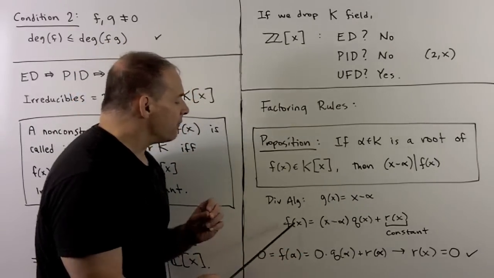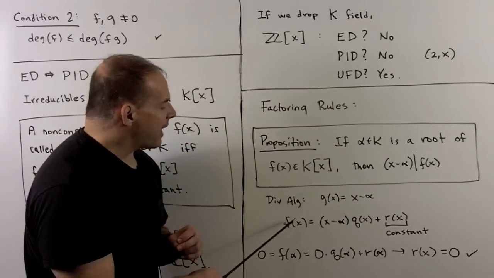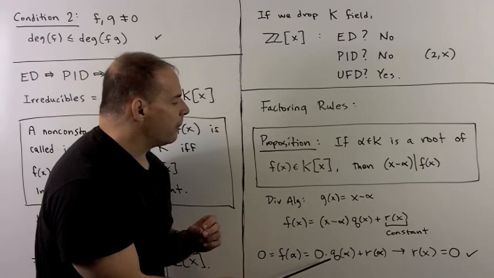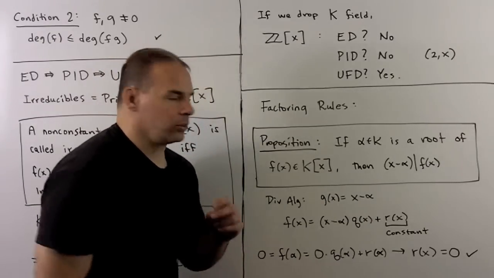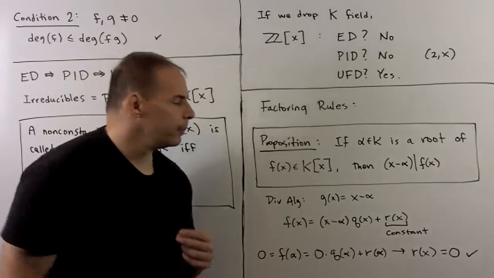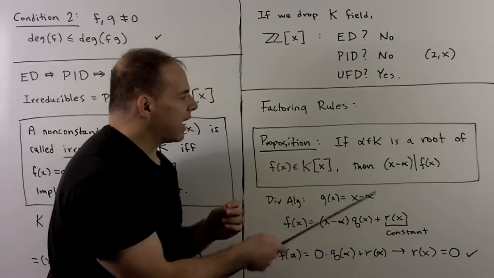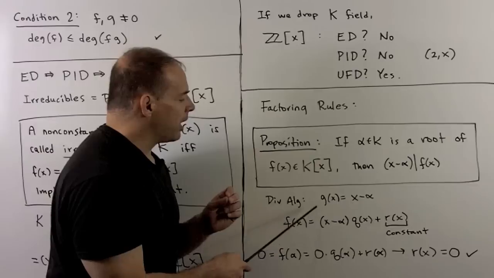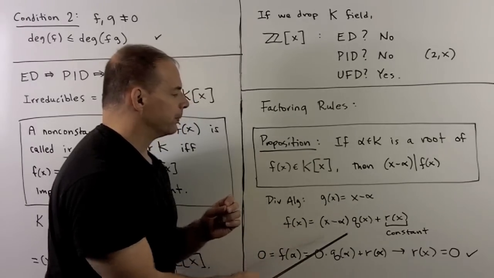If we evaluate at alpha, what happens? Well, f of alpha is 0 by assumption. I have alpha minus alpha, so this goes to 0. And that leaves r of alpha equal to 0. Because r is a constant, that constant is equal to 0. And that means we have division as promised. So f of x is just a multiple of x minus alpha.